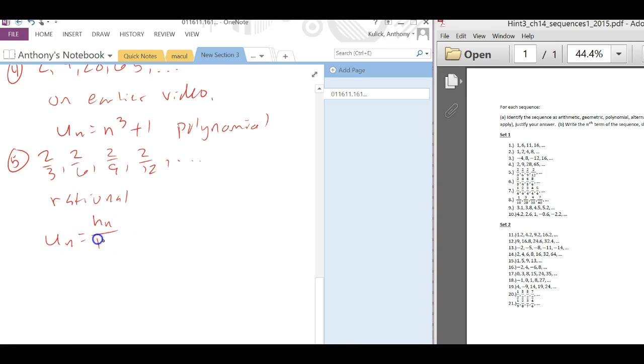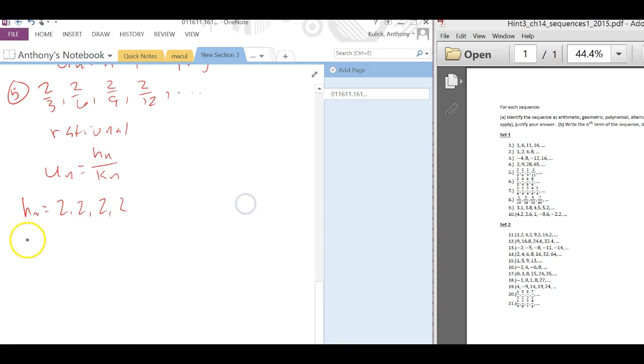So I have some sequence h sub n over some sequence k sub n, and my sequence h sub n is just the sequence of numerators. That's really easy. And, well, that's just the sequence 2. Just a constant sequence, where every term is 2. Pretty stinking boring. If I take my sequence k sub n, oh, well, that's a super easy arithmetic sequence.